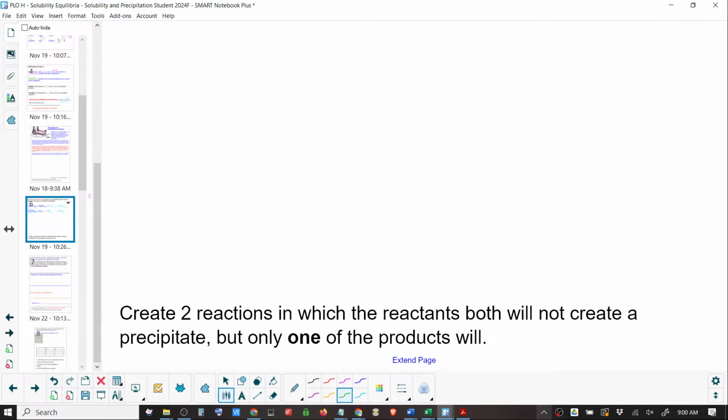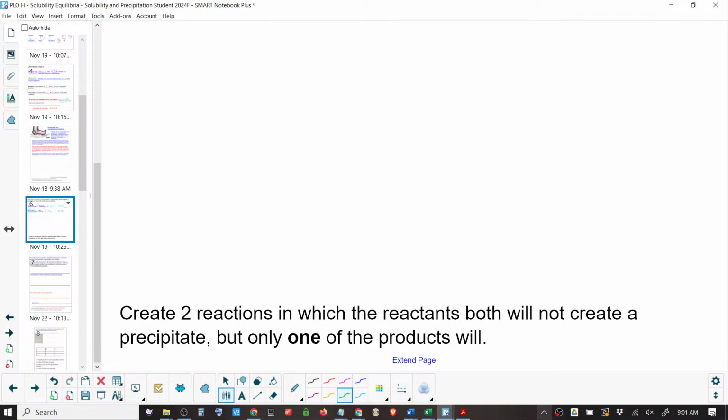Create two reactions. Nitrate and BaS, metals get written first. Sulfides are weird, so I'm highly suspicious that the barium sulfide might be a precipitate, but it might not be. Is it soluble? It is. Good choice. It makes lead sulfide, a precipitate, and barium nitrate. That's a good one. Excellent.